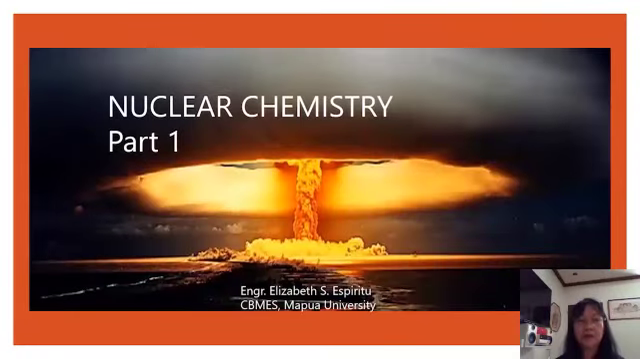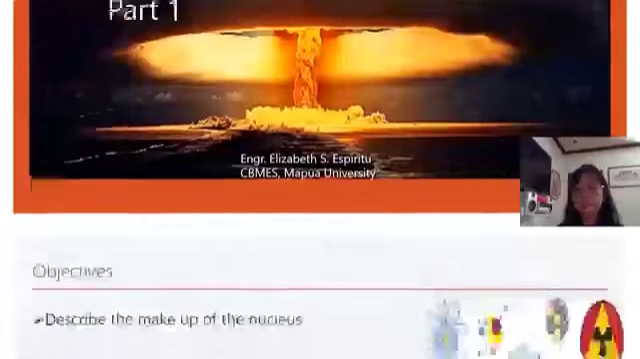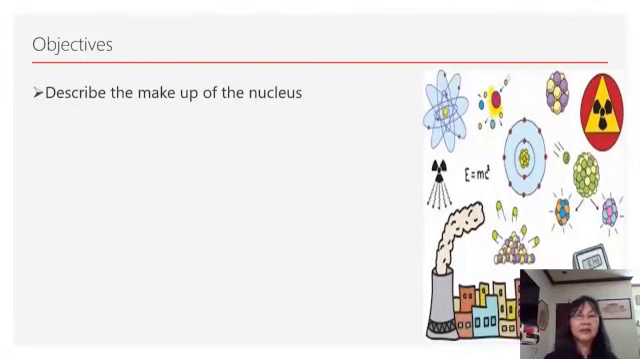Good day, everyone. Welcome to the first part of our discussion on nuclear chemistry. For this lesson, I will be describing with you the makeup of the nucleus. So this is where nuclear power comes from. Also, I will be describing the criteria for nuclear stability and calculate the mass deficiency in nuclear bonding.